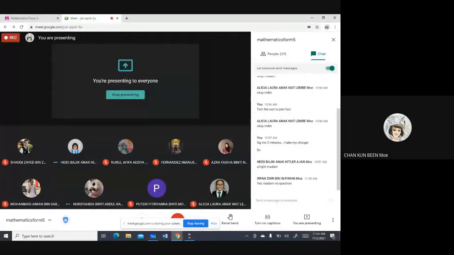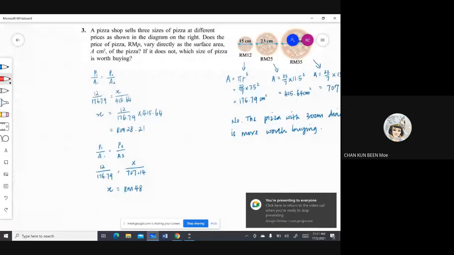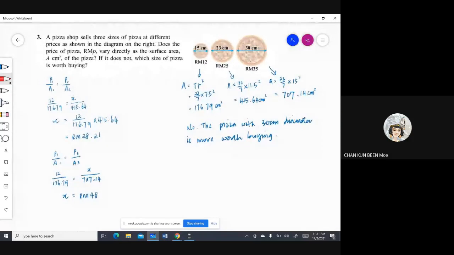No, madam. Continue with the last one. The last one is a bit difficult because you have to find out the area. A pizza shop sells 3 sizes of pizza at different prices as shown in the diagram on the right. You can see the first one, 12 ringgit, second 25, and the third one is 35 ringgit. Does the price of pizza, RMP, vary directly as the surface area, A centimeter squared, of the pizza? If it does not, which size of pizza is worth buying?